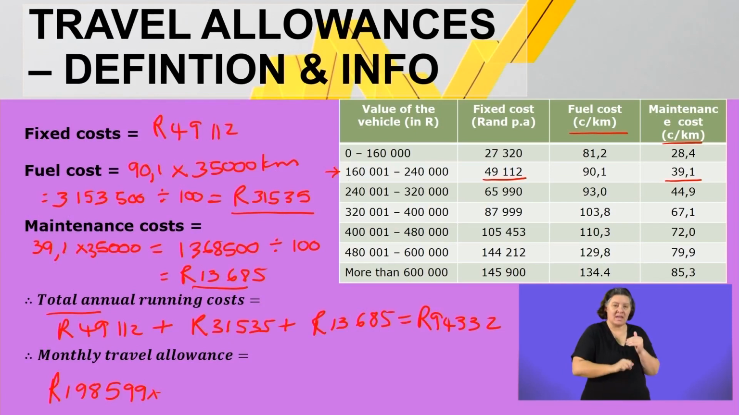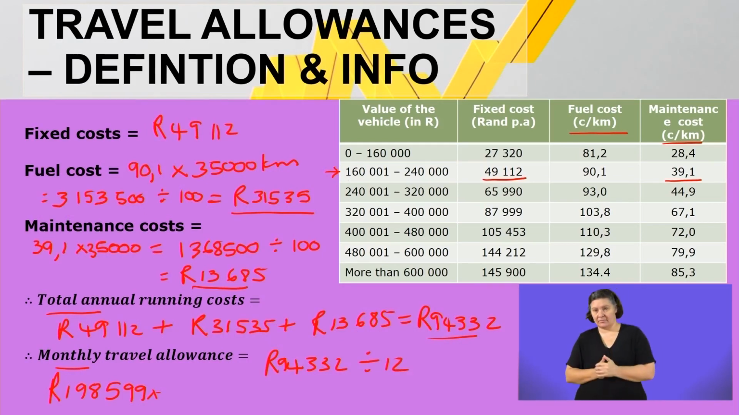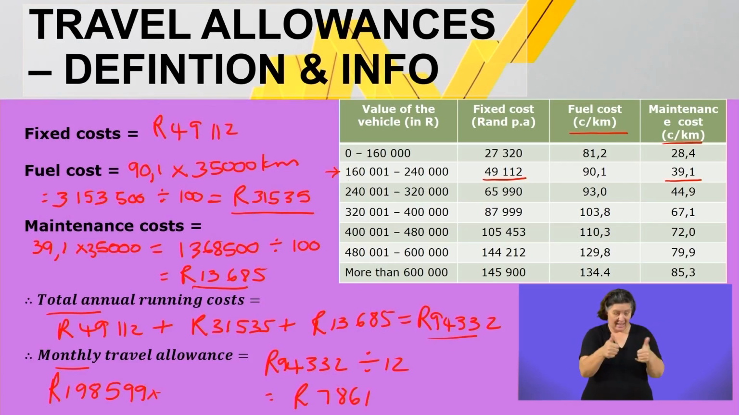And lastly, we say, what is the monthly travel allowance? So therefore, I'll take my annual travel allowance, the 94,332 Rand, and I divide that by 12. So his monthly travel allowance equals 7,861. I hope that's clear. Let's quickly move on.